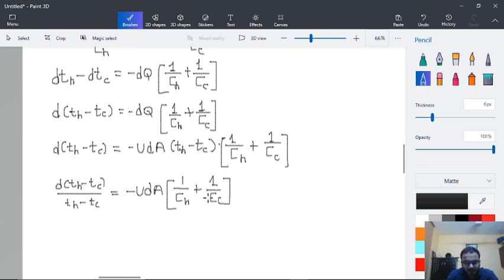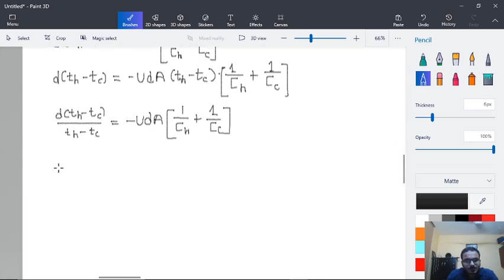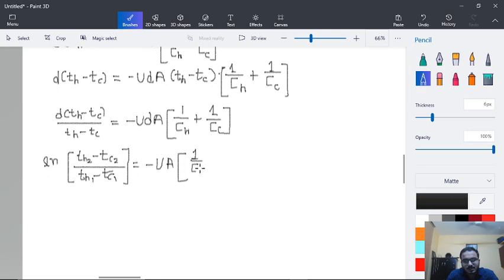So we can now integrate this. So ln of (TH2 minus TC2) divided by (TH1 minus TC1) is equal to minus UA into 1 divided by CH plus 1 divided by CC. So we will keep this formula up to this.